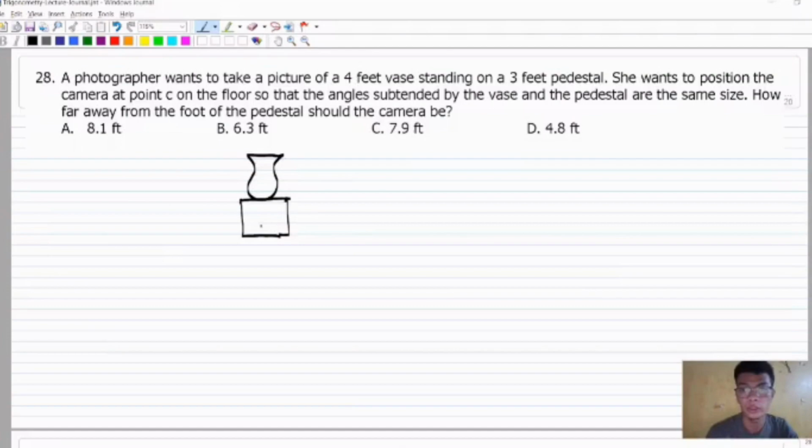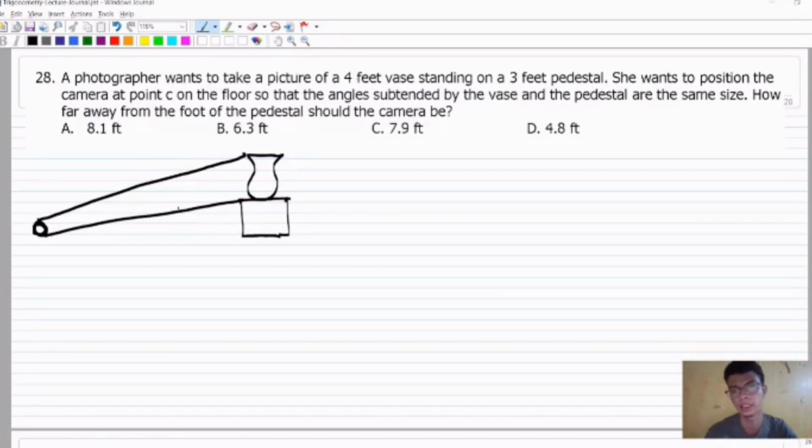She wants to position the camera at point C on the floor. On the floor, ibig sabihin magka-level ng pedestal yung camera. Gusto daw niyang i-position yung camera na to so that the angles subtended by the base and the pedestal are the same size. So, ano ba ang ibig sabihin ng angle subtended? Kung ano yung, di ba yung camera na to, nakikita niya yung base in ganitong angle. Ayan. And then, yung camera ulit, nakikita naman niya yung pedestal in ganitong angle.